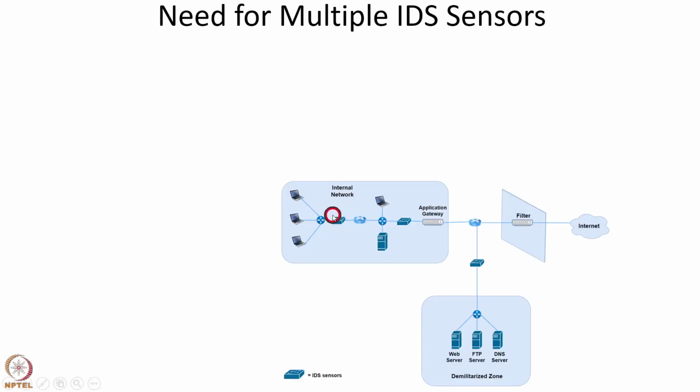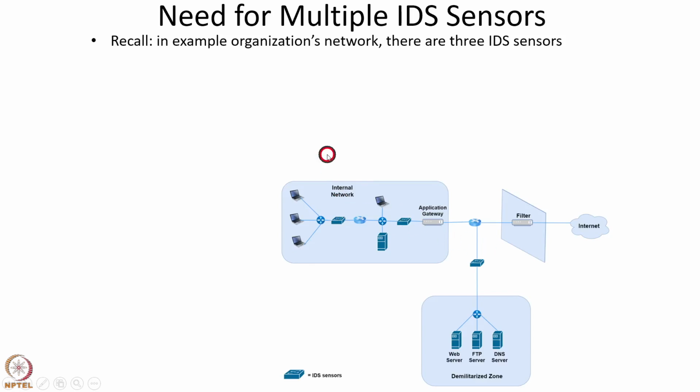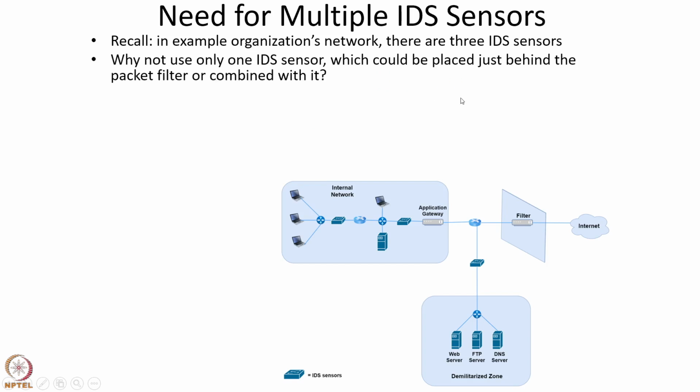So in this picture, we know that there are 3 IDS sensors, 1, 2, and 3. So in this example organization's network, there are 3 IDS sensors. Why not use only one IDS sensor, which could be placed just behind the packet filter or combined with it? So we could have only one IDS sensor, which is either combined with this filter or connected to it at this point. So why do we need multiple IDS sensors in a network?